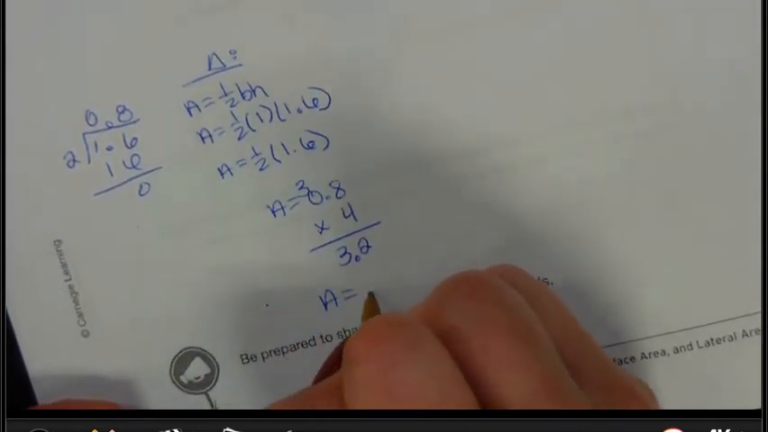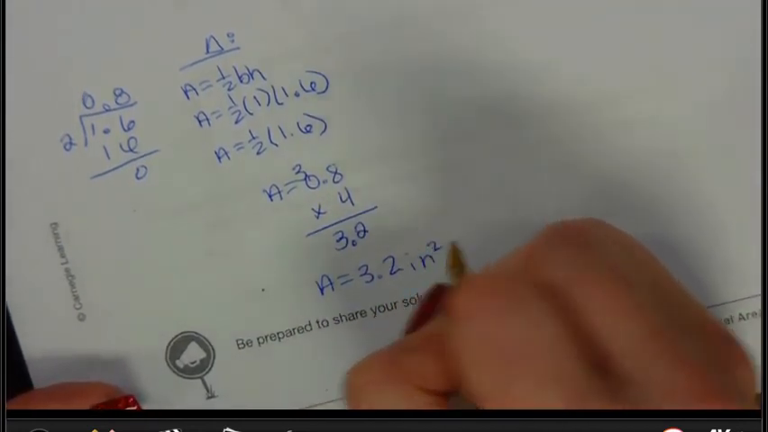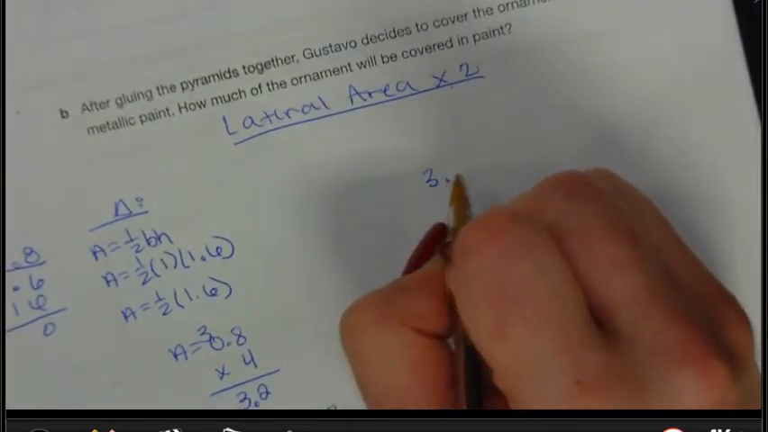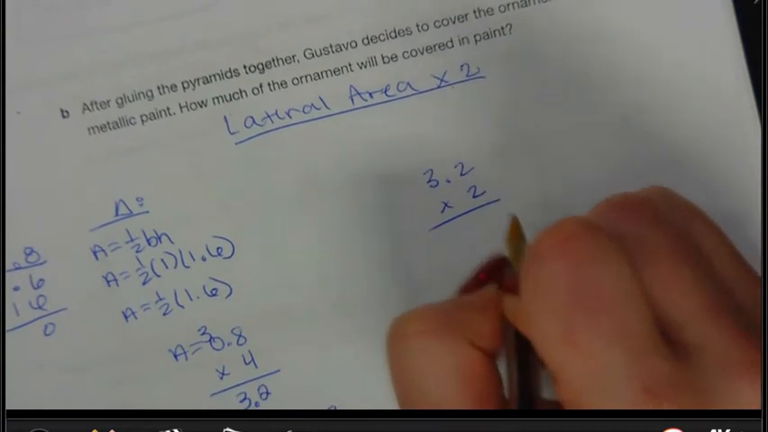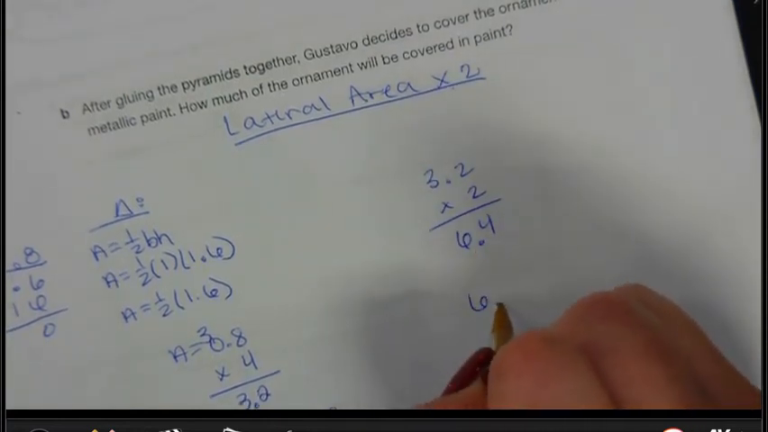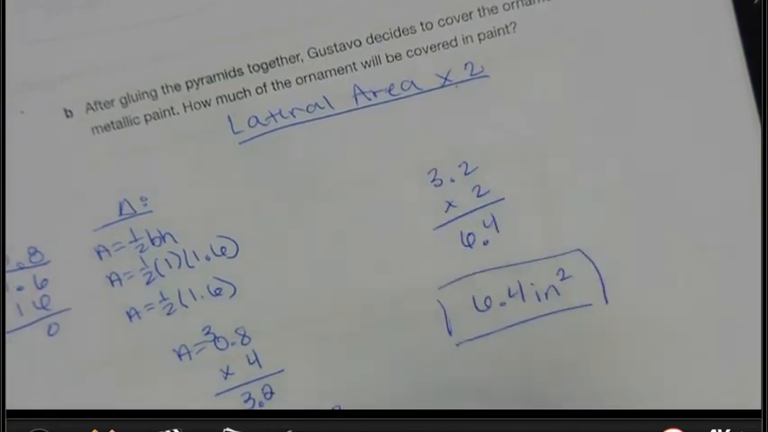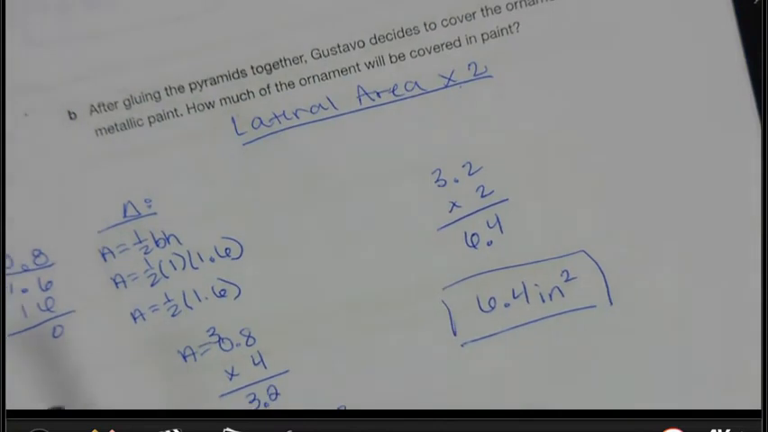So the lateral area of just one square pyramid is 3.2 inches squared, and I'm told to find it for 2 of them. So I'm going to take 3.2, multiply it by 2, so 2 times 2 is 4, 2 times 3 is 6. I still have 1 decimal place, so 6.4 inches squared. And that is the total lateral area for both of my square pyramids. If you guys have any questions, please let us know.